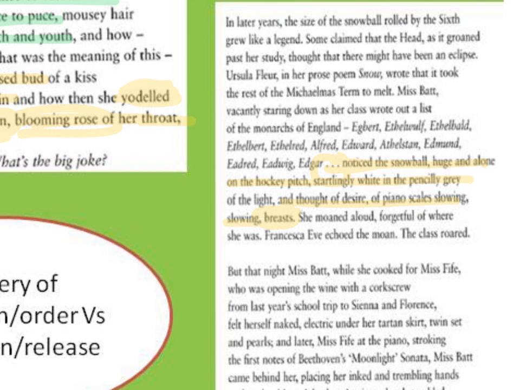So we have "she moaned aloud, forgetful of where she was." We also see here how a pupil then mirrors or apes or copies her teacher. "Francesca Eve echoed the moan, the class roared." So we're getting towards that idea of a sort of contagious release as well. The teachers are feeding off the pupils and their chaos and fun and joy, and then the teacher has a sort of reverie, a daydream, an erotic sort of reverie, lets out a moan, and then that just sets the class off yet again. So they definitely are feeding off each other here.